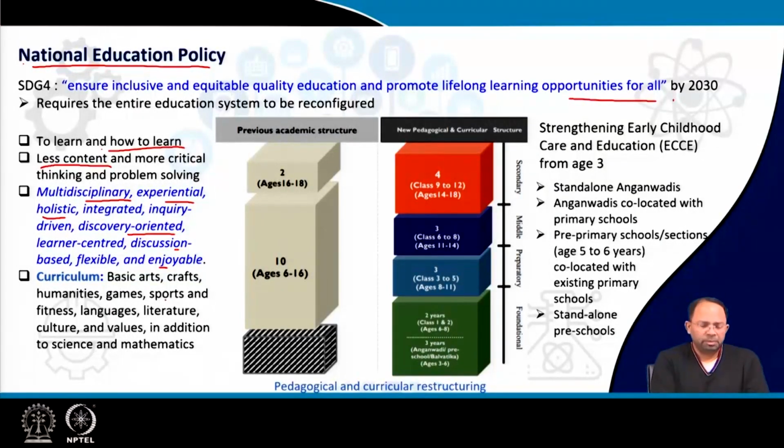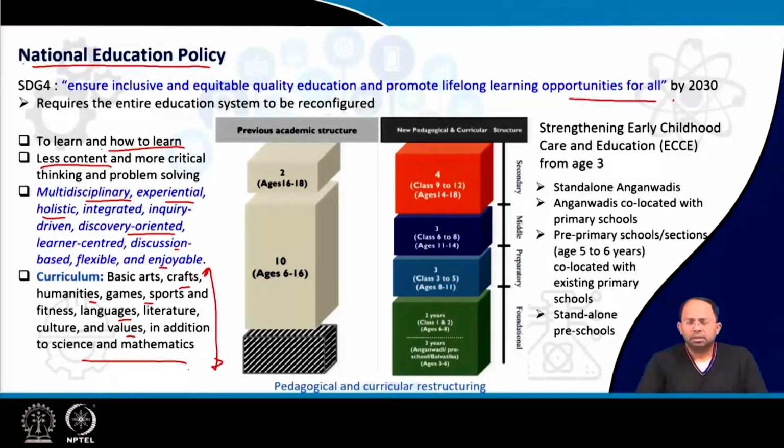The curriculum covers basic arts, crafts, humanities, games, sports and fitness, languages, literature, culture, values, in addition to science and mathematics. So that means it's an overall education. The education system should focus on the overall growth of an individual, and at the same time, it should be multidisciplinary. It should be driven so that people learn how to think critically and innovate. And overall, the system should be enjoyable.